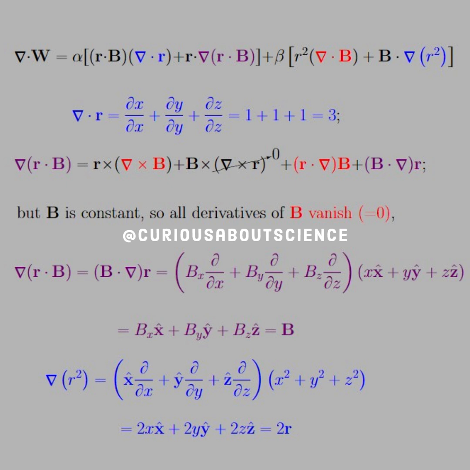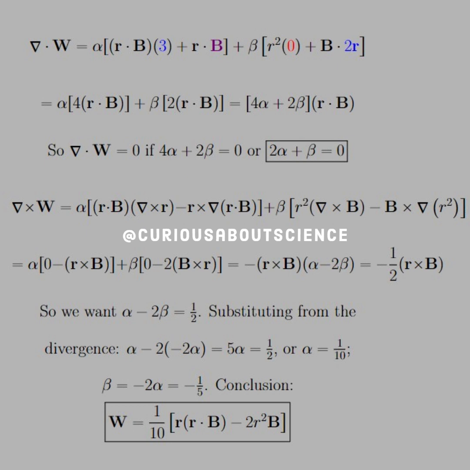Now we know that del, or the gradient of R squared, yields the 2R vector. Now we can go back and substitute all these things in, and we see that we have the divergence of W is equal to alpha R dot B times 3 plus R dot B, plus beta, the R squared times 0 term, and then plus B dotted with 2R. Now we see we have everything written in terms of some factor of R dot B.